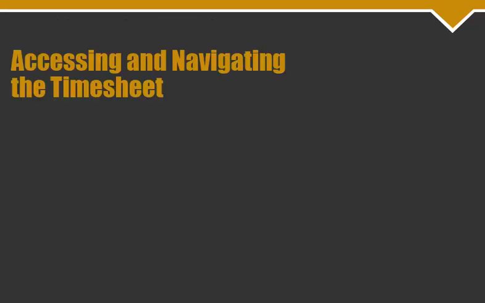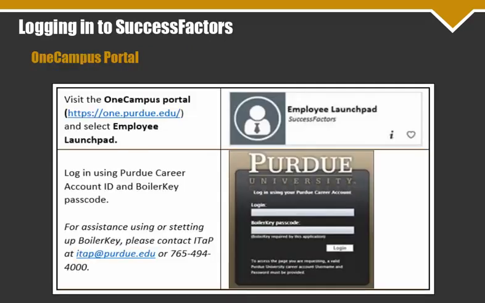Accessing and navigating the timesheet. Logging into SuccessFactors via the One Campus portal. Visit the One Campus portal at one.purdue.edu and select Employee Launchpad. Log in using Purdue Career Account ID and Boiler Key passcode. For assistance using or setting up Boiler Key, please contact ETAP at etap@purdue.edu or 765-494-4000.